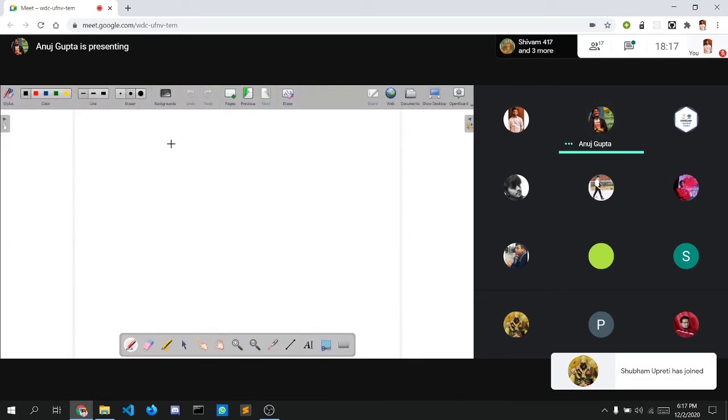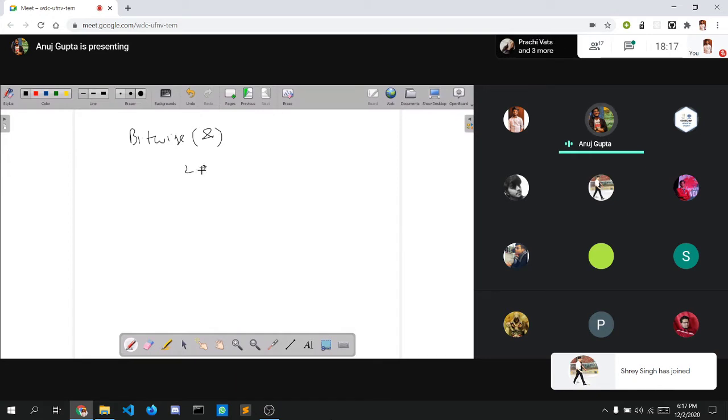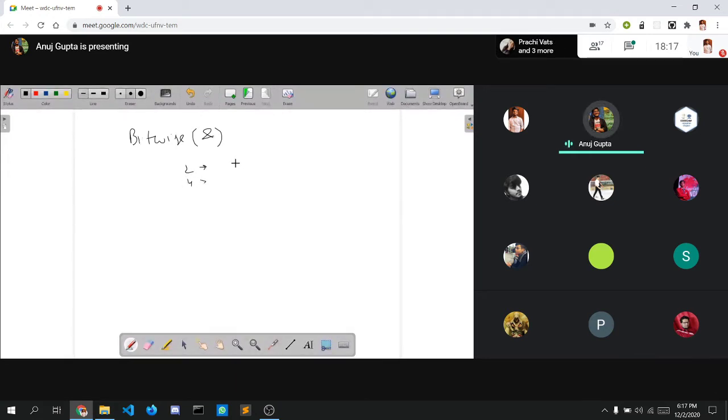Now if we talk about other bitwise operators, like bitwise AND, suppose I have two numbers 2 and 4, so their bit representation will be 0 1 0 and 1 0 0. If I AND these numbers, I have to take the AND of all the bits in pairs. So 0 and 0 will be 0, 1 and 0 will be 0, and 0 and 1 will be 0, so it will be equal to 0. Here we take the AND of all the bits at the same position, or same place value.